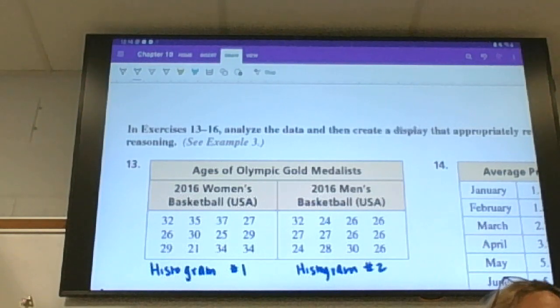So, how many Olympic gold medalists for women were between 21 and 23? Only one. So the frequency was just one. Then 24 to 26, just once. 27 to 29. Oh, did I miss one? Ooh, a 25. Good, and that's why I mark them, because I miss them. If I don't mark them, I never catch it. At the end, I'll know to go back and find all the ones I didn't mark.